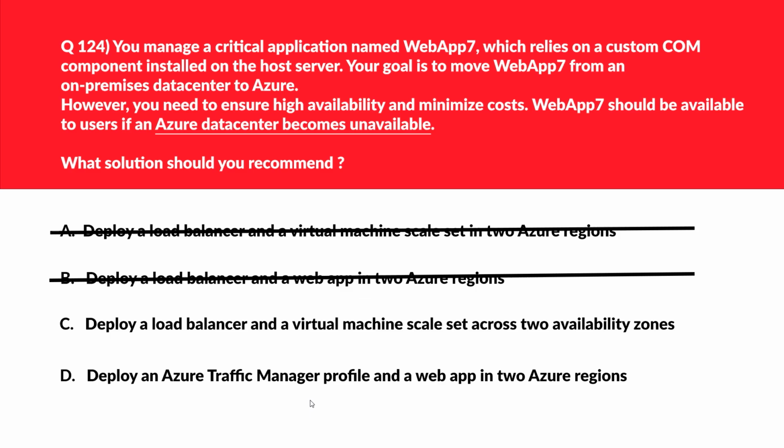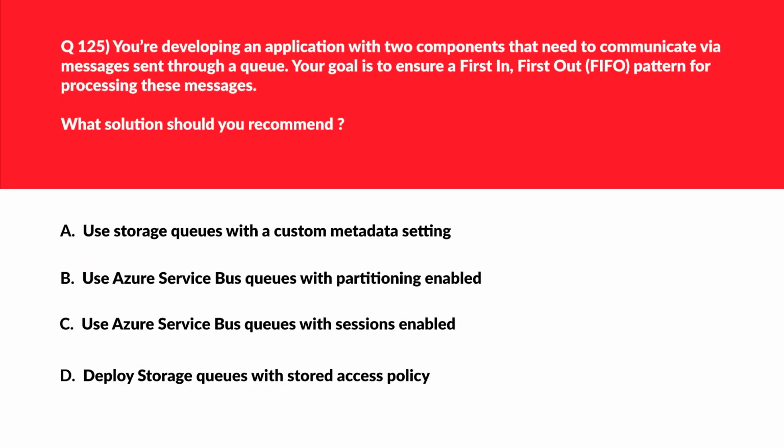So this won't work. So we are left with option C, that is deploy load balancer and VMSS across two availability zones, and it is the correct answer. Okay, this question will test your concepts on Azure queues. Let's first look at option A and D.